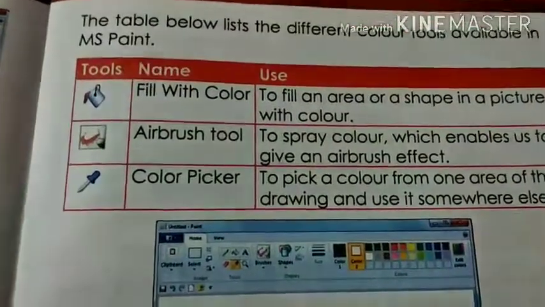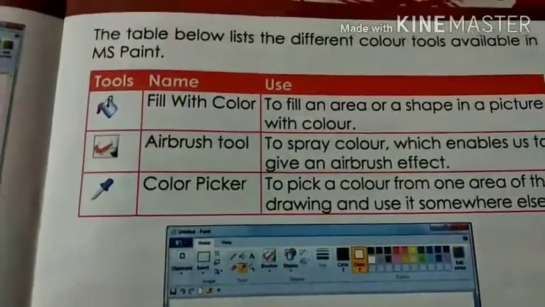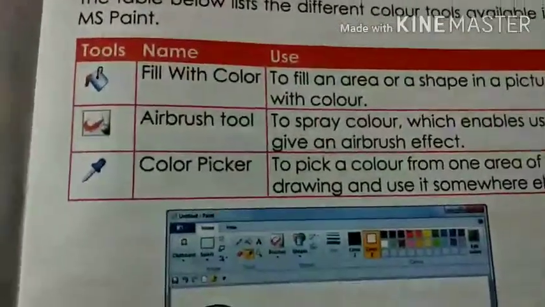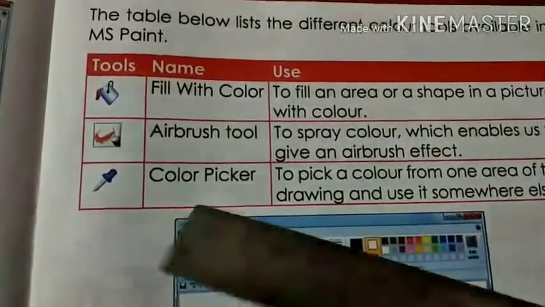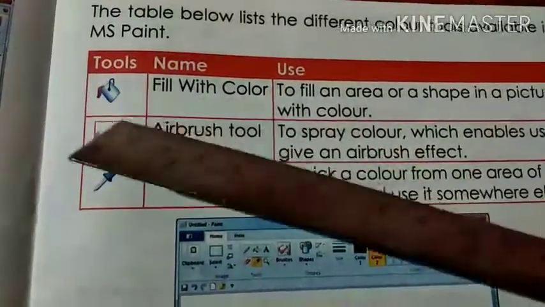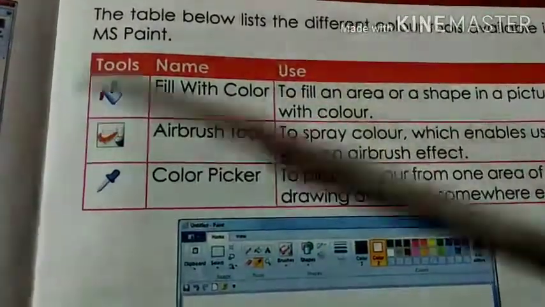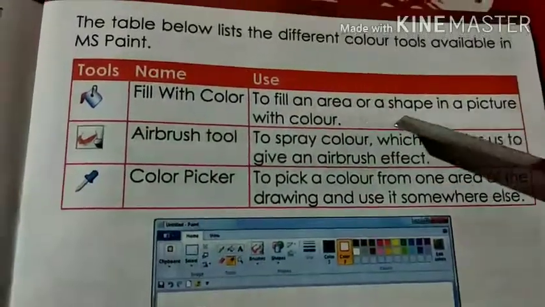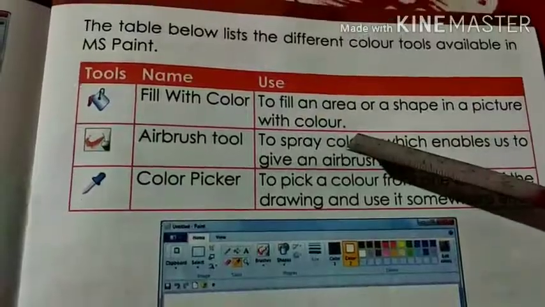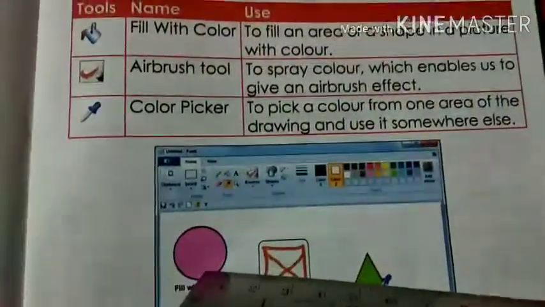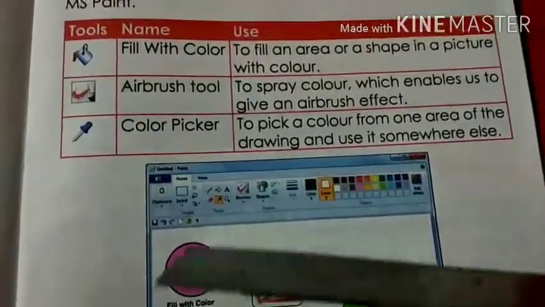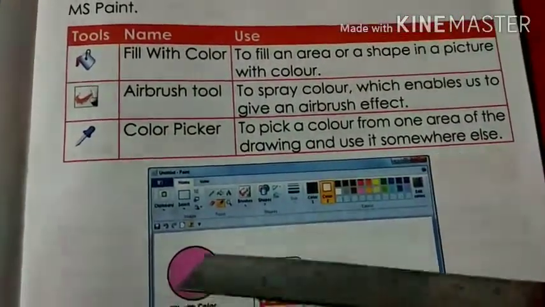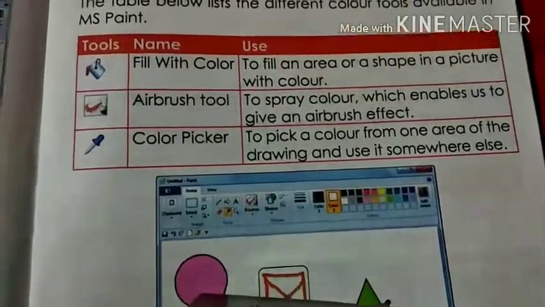The table below lists the different color tools available in MS Paint. Here you can see we have fill with color, airbrush tool and color picker. Fill with color, they have shown us a bucket. Okay, this is the brush and this is the color picker. To fill an area or a shape in the picture with the color. So here you can see, as I told you, you can use this fill with color for giving all the shape one color, right?